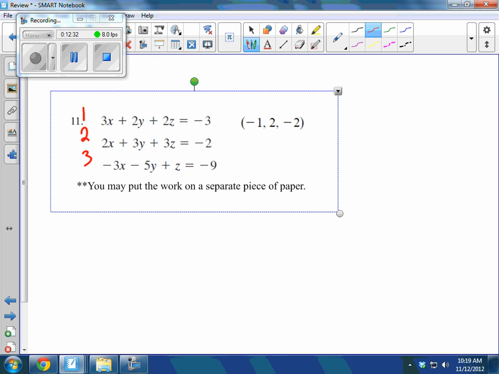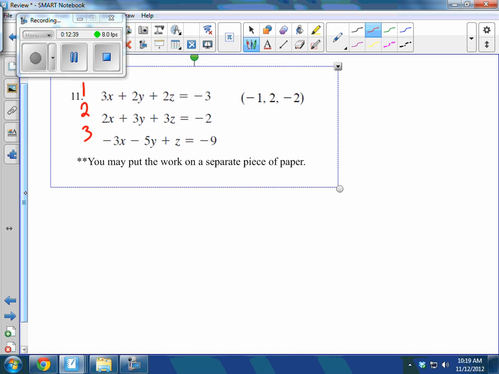And when I look at my x's, I have a 3x and a negative 3x. That's done. I'm already going to go ahead and pair up the x's. I'm not going to bother looking at the y's or the z's. And I'm going to pair up 1 and 3, definitely. So here's 1. Here's 3.